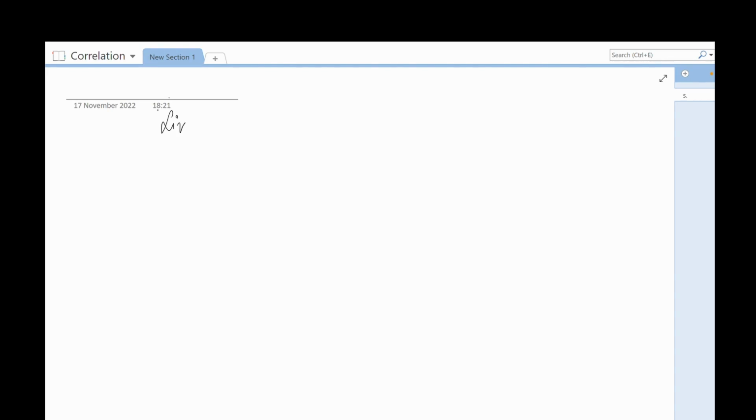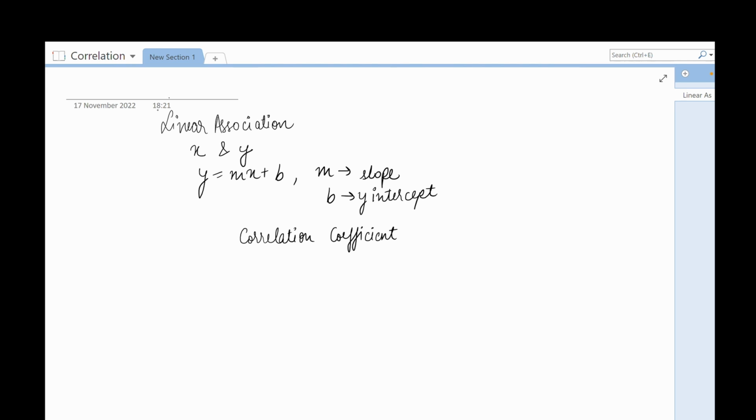Now, what do we mean by linear association? By linear association, we mean that x and y variables are associated such that y is equal to mx plus b, where m is the slope and b is the y-intercept. The correlation coefficient can take values from -1 to +1.